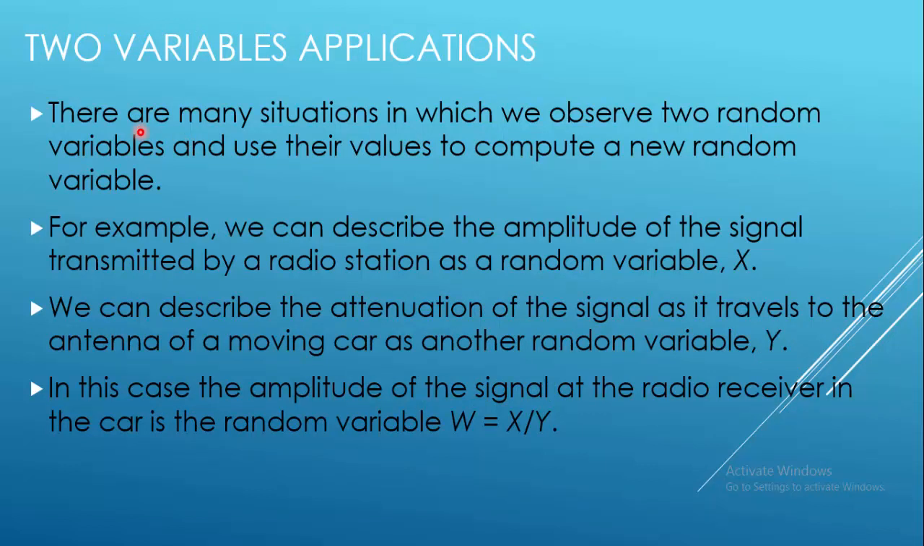Now, 2 variable applications. There are many situations in which we observe 2 random variables and use their values to compute a new random variable. For example, we can describe the amplitude of the signal transmitted by a radio station as a random variable x. We can describe the attenuation of the signal as it travels to the antenna of a moving car as another random variable y. So x is representing the transmitted signal and y is representing the attenuation. In this case, the amplitude of the signal at the radio receiver in the car is a random variable w equal to x divided by y.